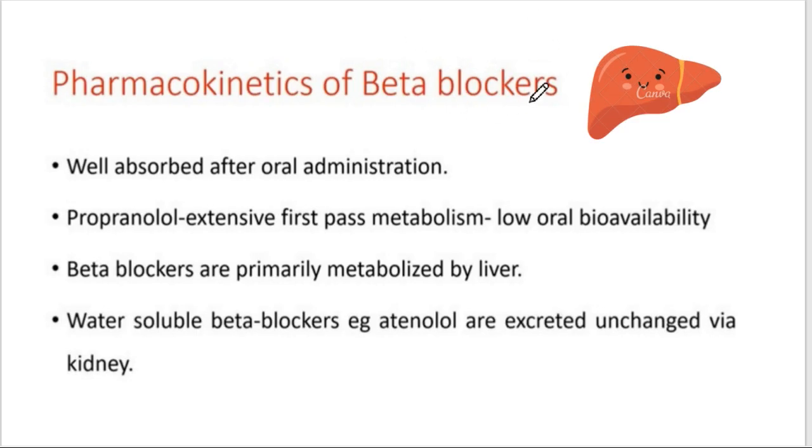So let's see what the pharmacokinetics of beta blockers are. It is well absorbed after oral administration. Propranolol extensively undergoes first pass metabolism, that is why it has low bioavailability. Beta blockers are primarily metabolized by the liver. Water soluble beta blockers, for example atenolol, are excreted unchanged via the kidney.